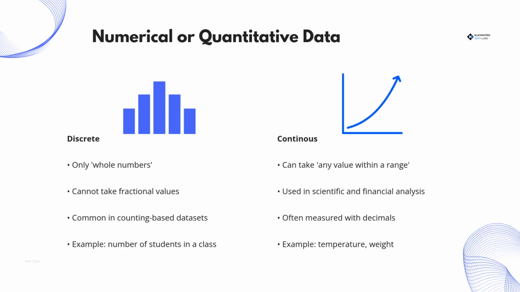Continuous data is different. It can take any value, including decimals. Imagine measuring your height. It could be 170.5 centimeters instead of exactly 170. Continuous data is used in situations where values fluctuate, like tracking stock prices or measuring rainfall.